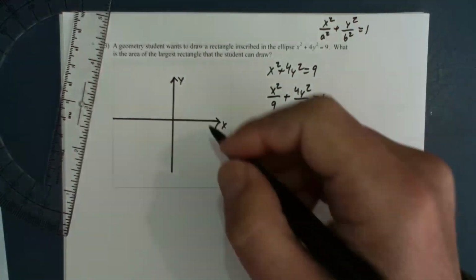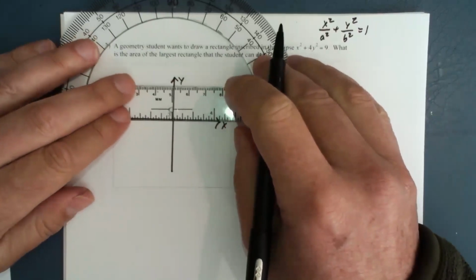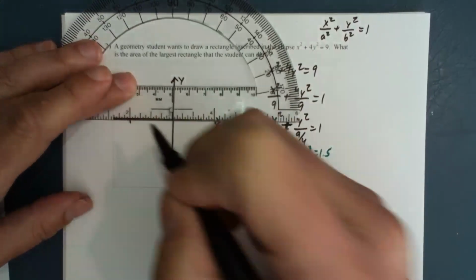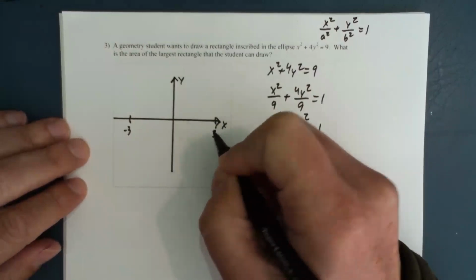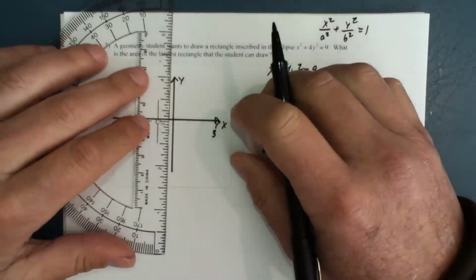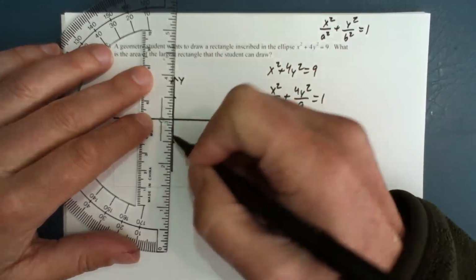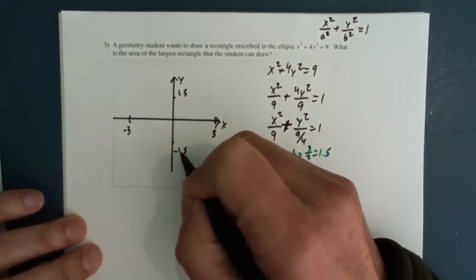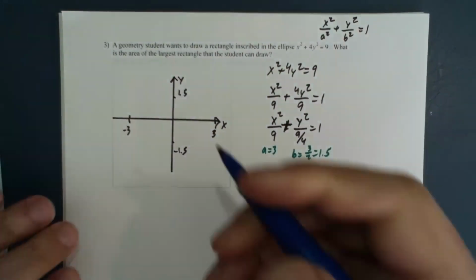That means in the x direction, I'm going to go a distance of 3. So this is going to be -3. This is going to be 3. And here, I'm going to go a distance of 1.5. So our ellipse is going to look like this. You'll pardon my bad drawing. I'll do the best I can with this.